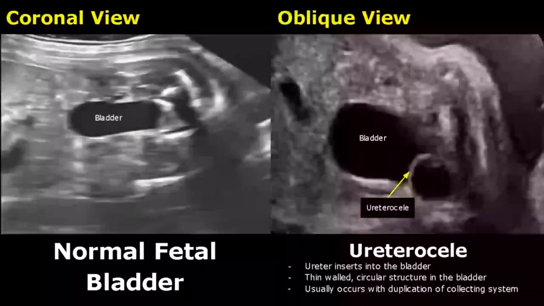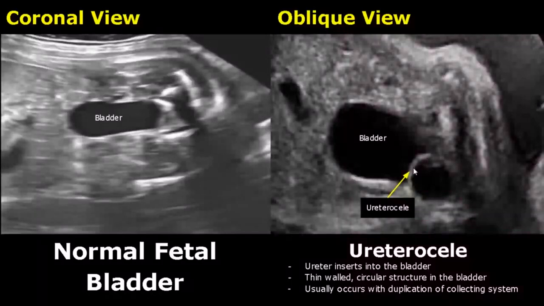A ureterocele occurs when the ureter inserts into the bladder. It appears as a thin-walled circular structure and it usually occurs in the setting of duplication of collecting systems. The size of the circular structure can vary.